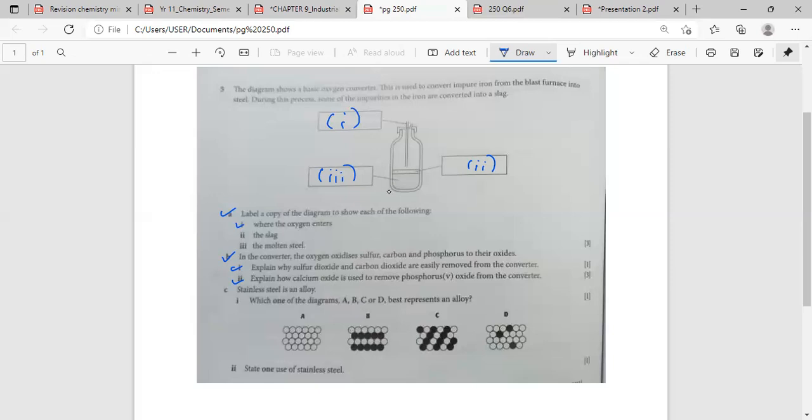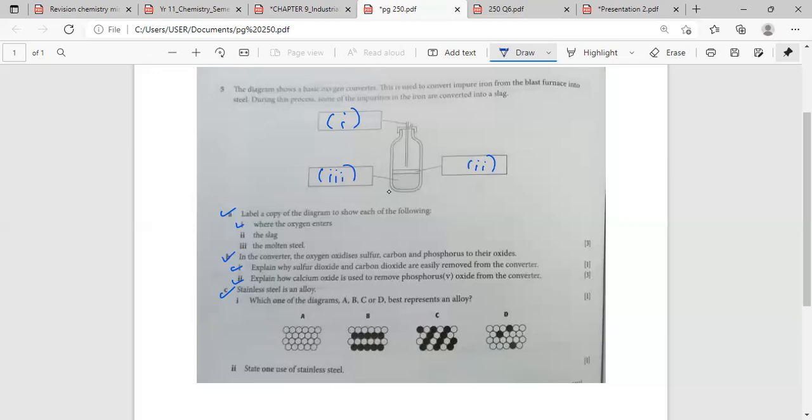Now moving on, let's look at the next one. Stainless steel is an alloy. Which one of the diagrams A, B, C, or D best represents an alloy? What's your answer? D.